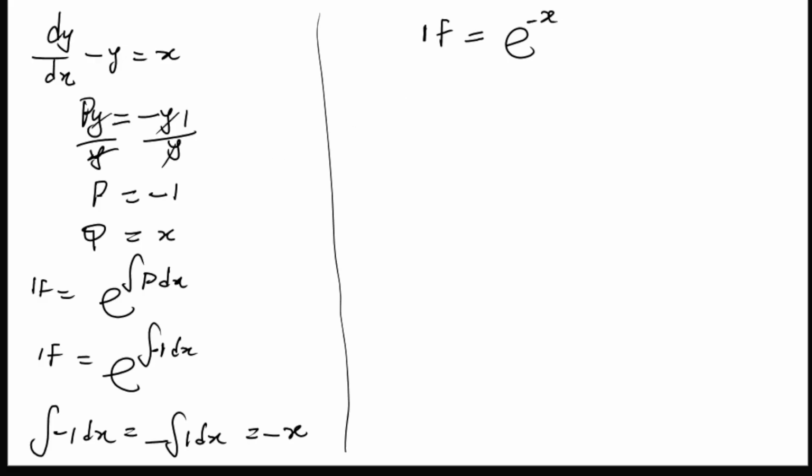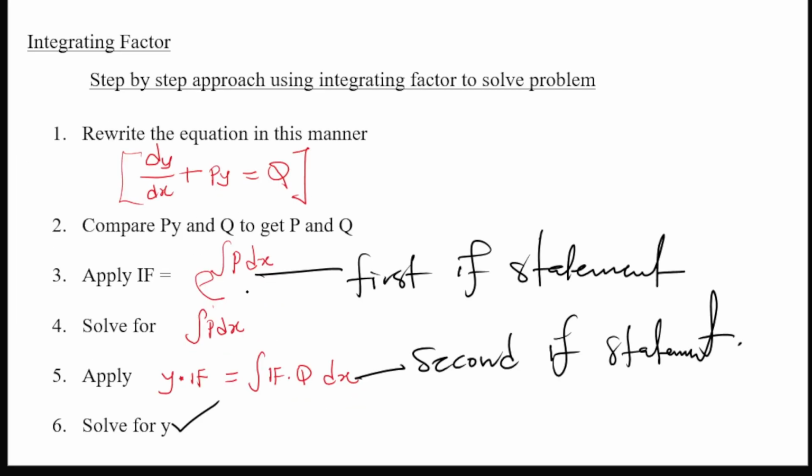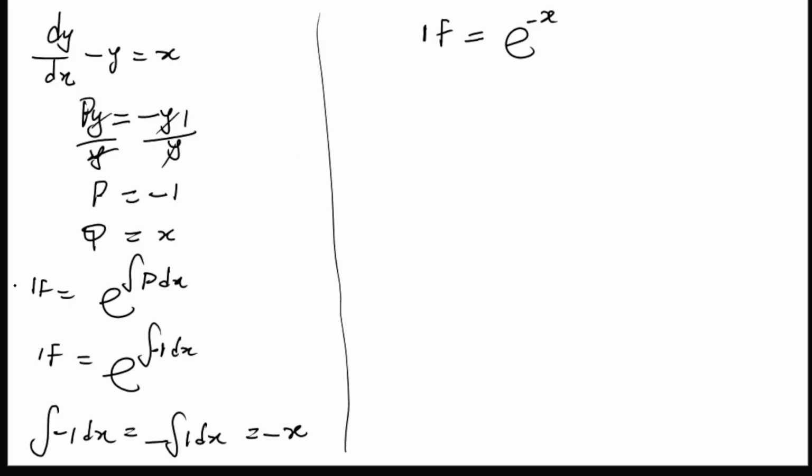The next step is apply your second IF statement. That's the next step because we've already solved for integral of P dx. The next thing is to apply our second IF statement. And what's our second IF statement? Your second IF statement simply says what? Y dot IF is equal to integral of IF dot Q dx. That's our second IF statement.